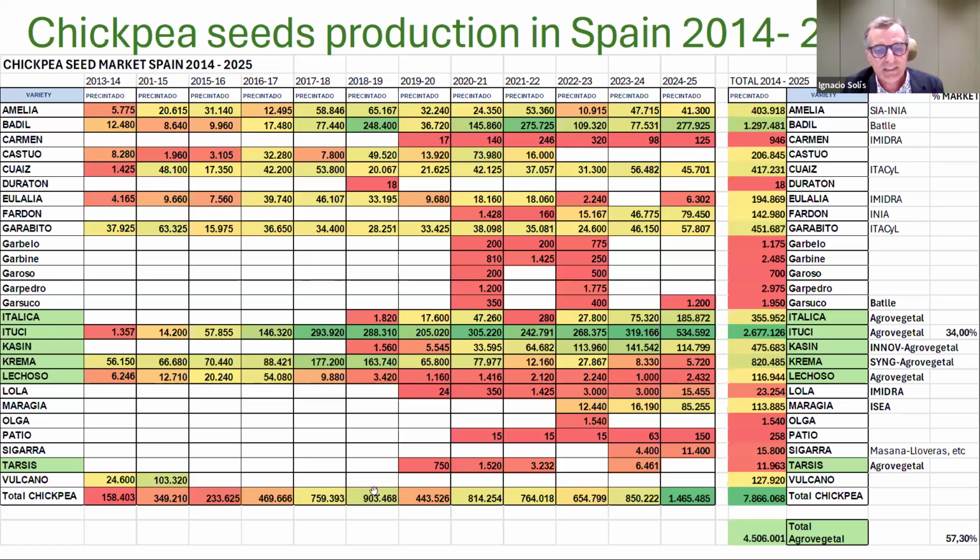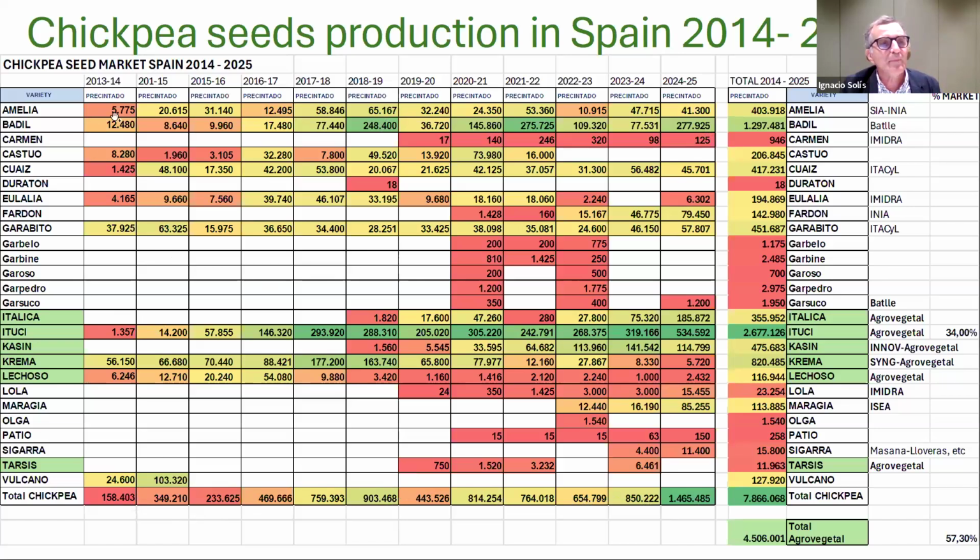There are some peaks. In 2018, we arrived to 900 tons. Later, we decreased. It's typical of our Mediterranean production that the yield is very irregular and also the seed consumption is very irregular. Depending on the previous year, people buy seeds or not. But it's very clear that we have multiplied by 10 the certified seeds used in Spain.